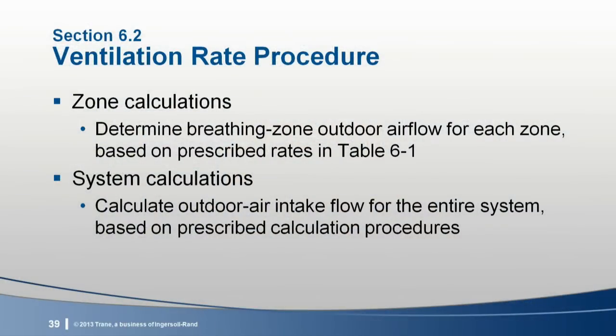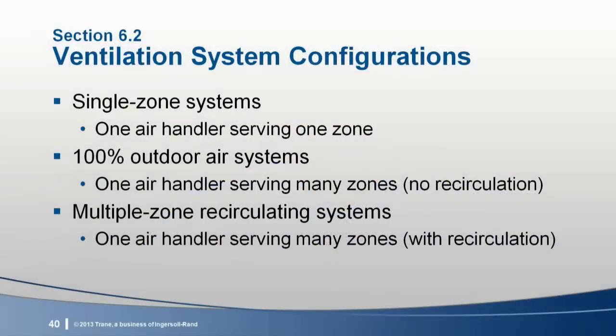So that covers the zone calculations of the ventilation rate procedure. Next, John will explain the system calculations. This involves calculating the outdoor airflow needed at the intake for the entire system and builds on the zone calculations we just reviewed. John? The ventilation rate procedure of Standard 62 defines 3 ventilation system configurations: single zone, 100% outdoor air, and multiple zone recirculating systems. The procedure for calculating the system-level outdoor air intake flow differs for each of the configurations. But in each case, the system calculations build on the same zone calculations that Paul just explained.